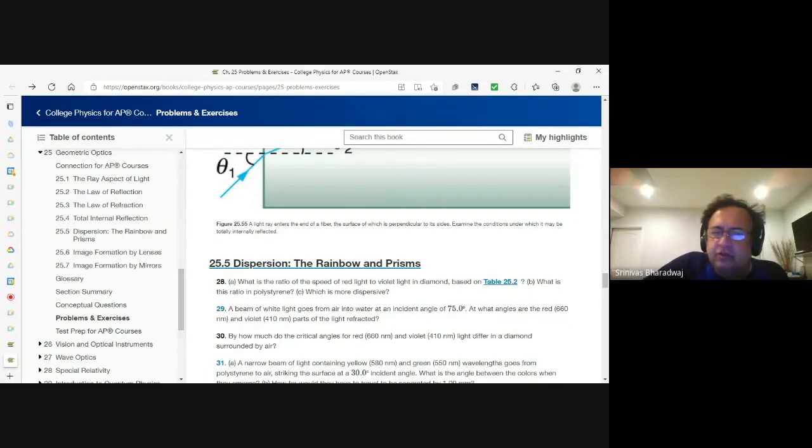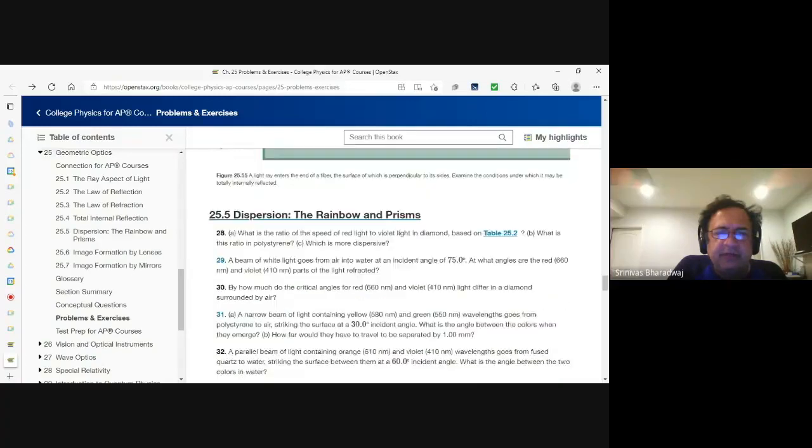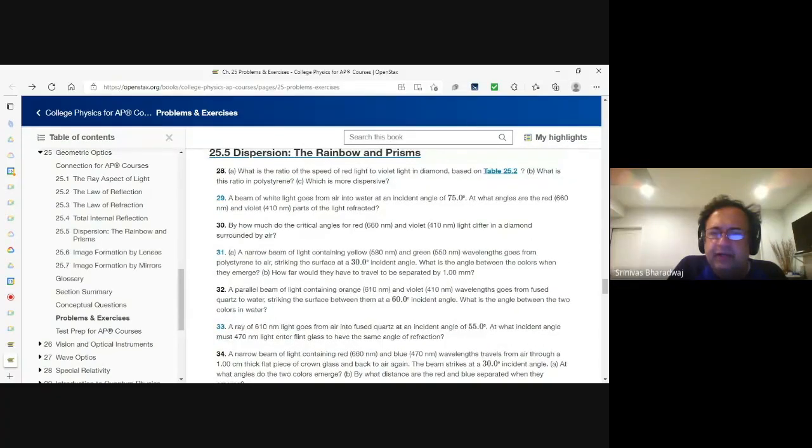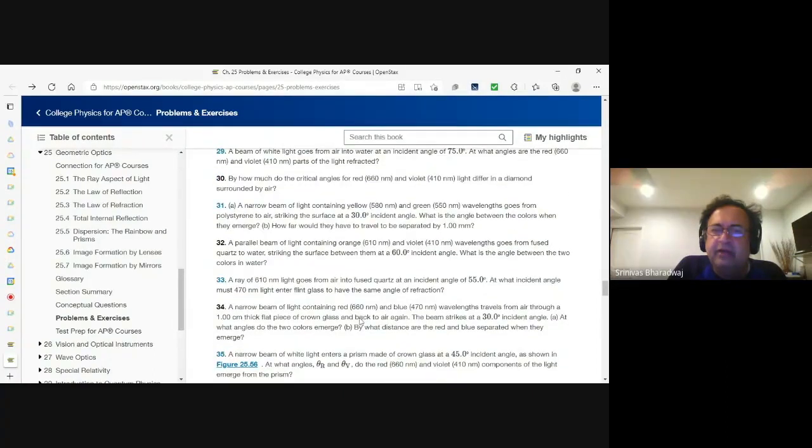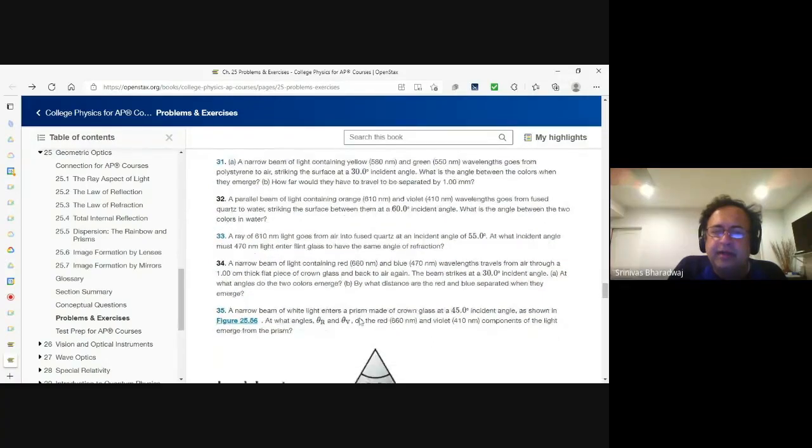Like, what is the ratio of speed of red light to white light in diamond? Okay, so these help you understand. A narrow beam of light containing wavelength goes from polystyrene to air. How far would they have to travel to be separated by 1 nanometer?